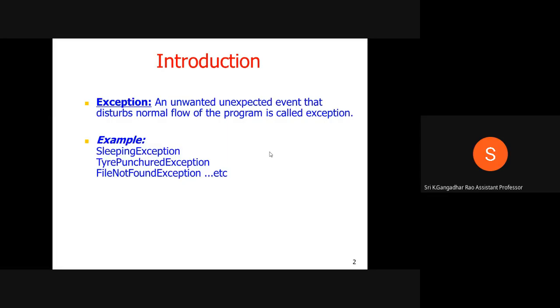You are looking at my screen. What is an exception? An unwanted, unexpected event that disturbs the normal flow of execution of a program is called an exception, right? We don't want an exception to be raised while we are running a program. We are not inviting it to happen during program execution. That's why we call it an unwanted, unexpected event that disturbs the normal flow of execution.